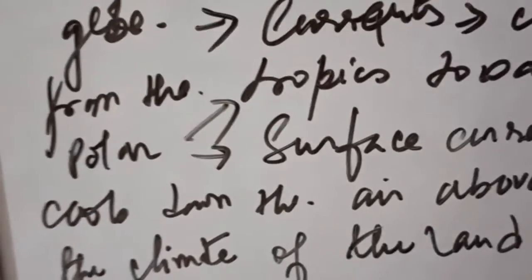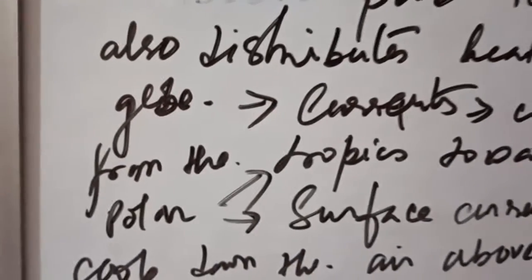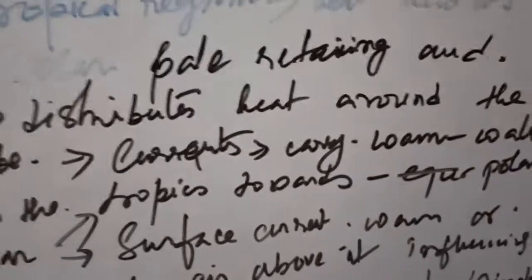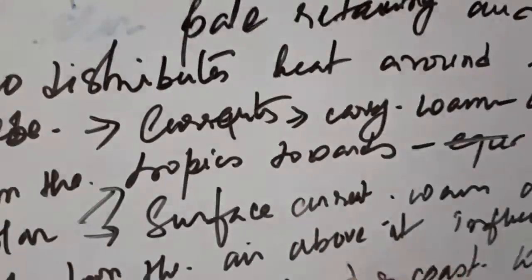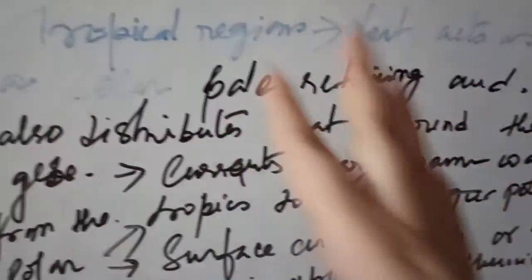So let us see once again how ocean current influences the coastal climate. So the ocean plays a very fundamental role in shaping the climatic zones of the land around. It helps in the distribution of the heat in all the zones globally around the system. So in the tropical regions, the heat acts as a solar panel which retains the heat and also helps in the distribution of the heat around the globe.